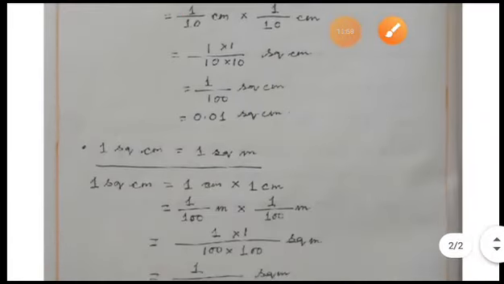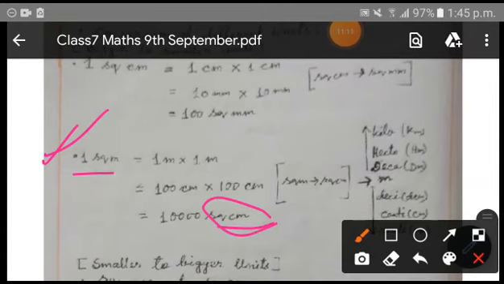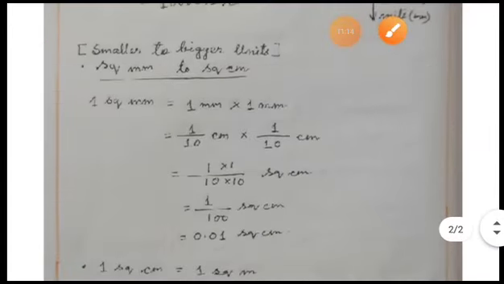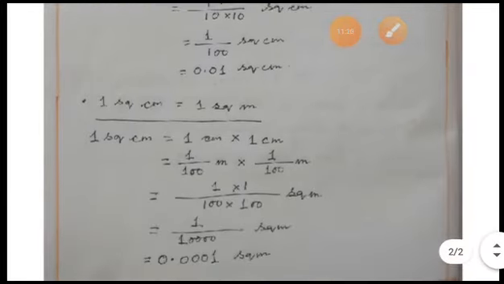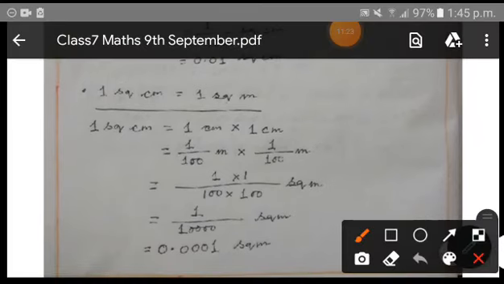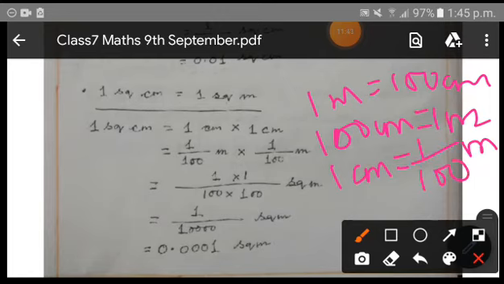Now in the same way, previously you converted square meter to square centimeter. Now you will learn how to do the reverse, that means square centimeter to square meter. Here again you know that 1 meter equals 100 centimeter. Now you can write it the reverse way: 100 centimeter equals 1 meter. So therefore 1 centimeter will be what? 1 by 100 meter.